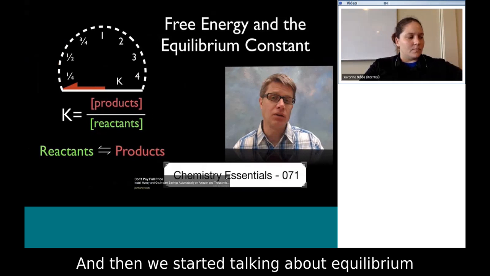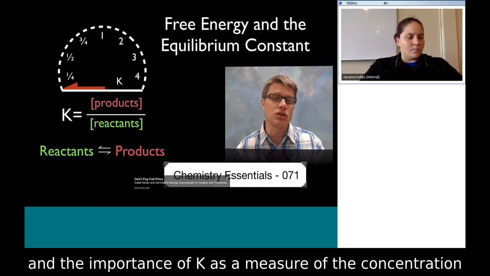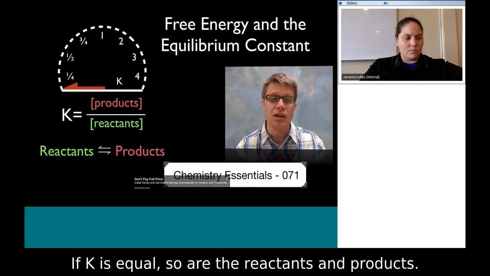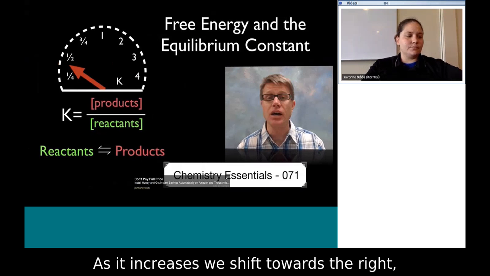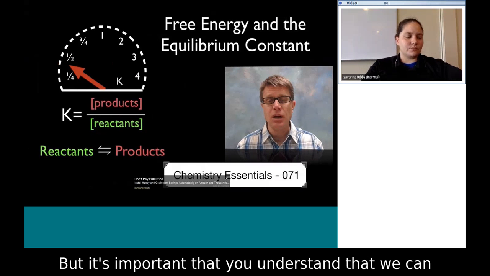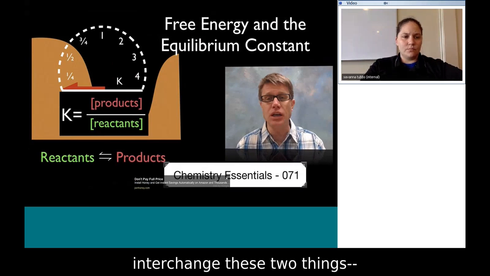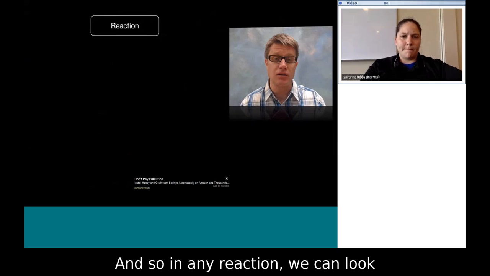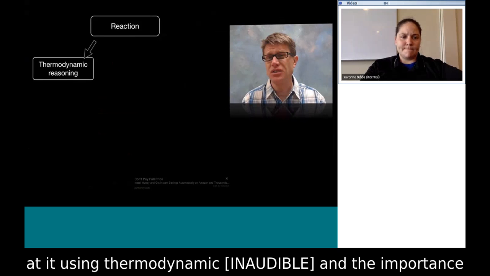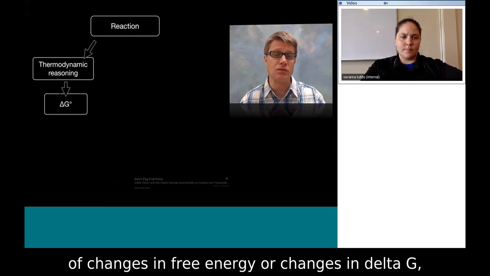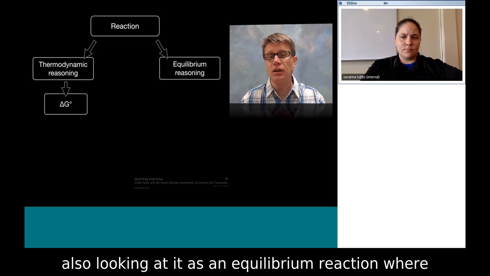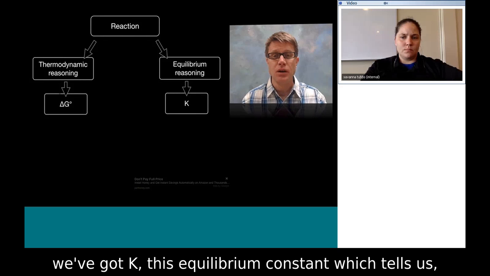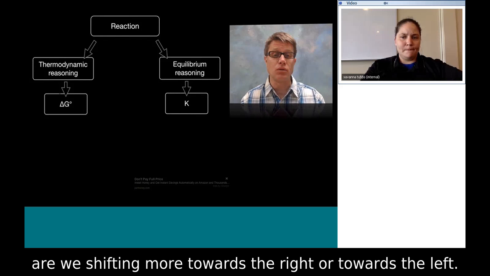And then we started talking about equilibrium and the importance of K, the measure of the concentration of products to reactants. As K is equal, so are the reactants and products. As it increases, we shift towards the right. As it decreases, we shift towards the left. But it's important that you understand that we can interchange these two things, delta G and K, and that they are inherently tied together. In any reaction, we can look at it using thermodynamic reasoning, and the importance of changes in delta G, and also looking at it as an equilibrium reaction where we've got K, this equilibrium constant, which tells us are we shifting more towards the right or towards the left.